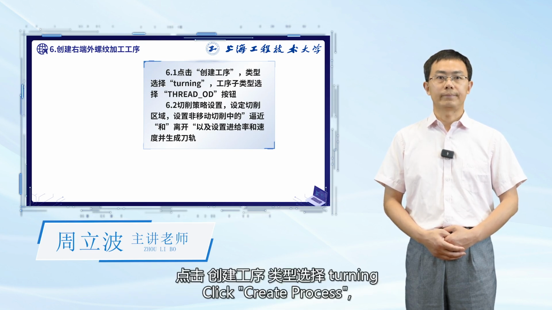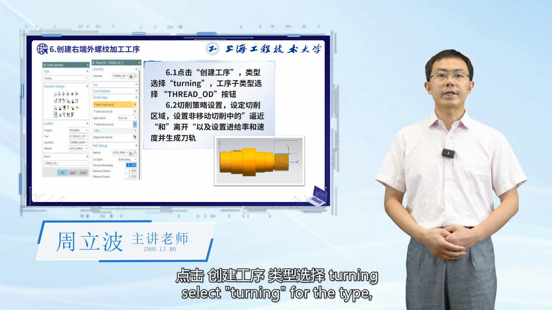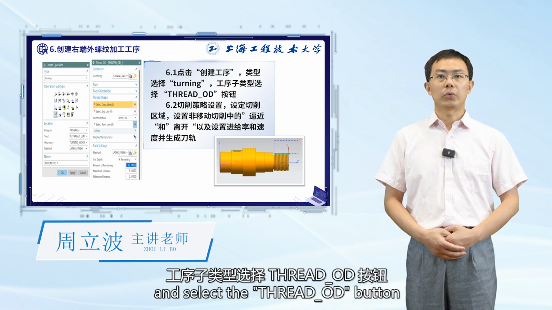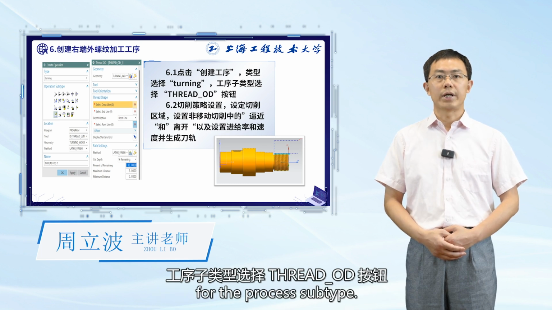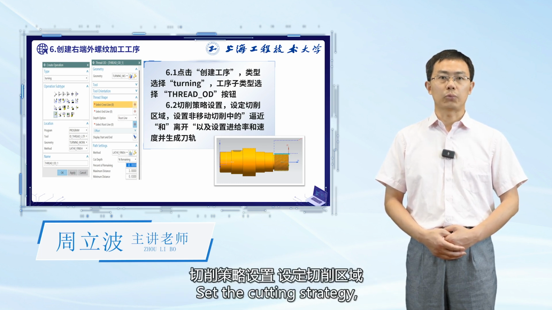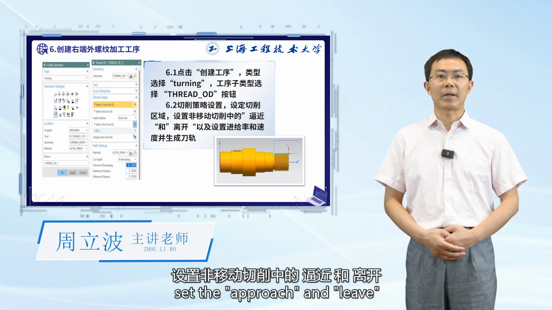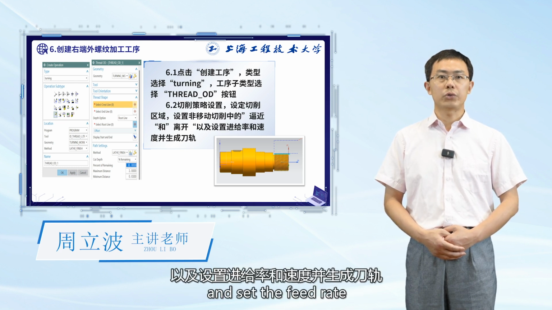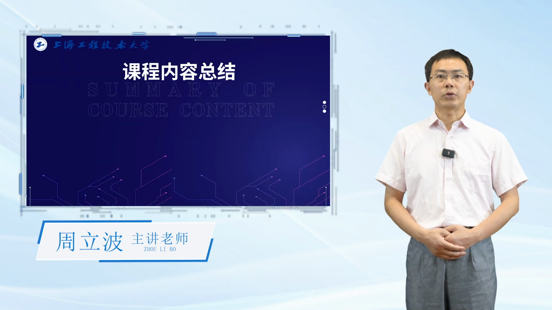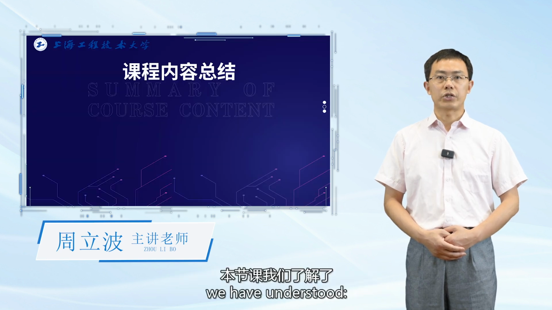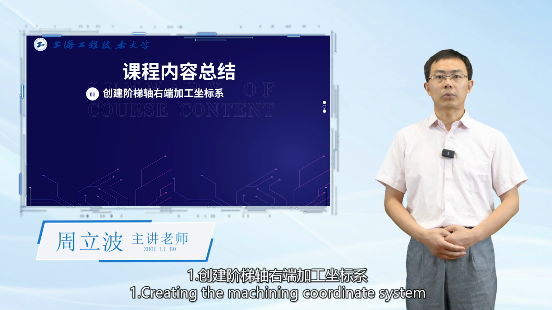Finally, we create the right end outer thread machining process. Click Create Process. Select Turning for the type, and select the Thread OD button for the process subtype. Set the cutting strategy. Set the cutting area. Set the approach and leave in the non-moving cutting, and set the feed rate and speed, and generate the tool path.